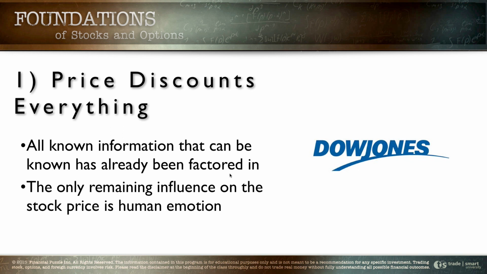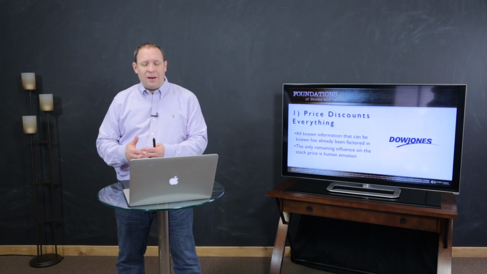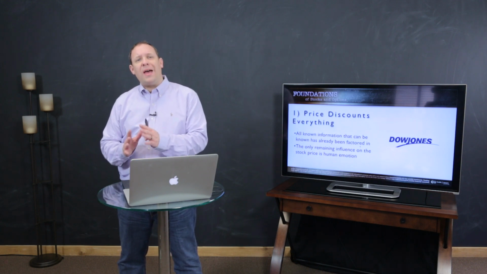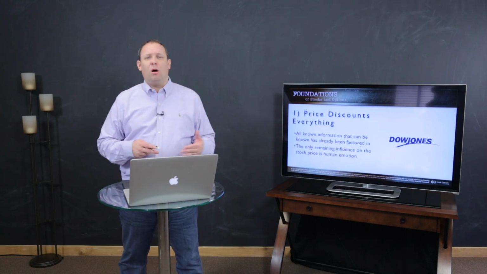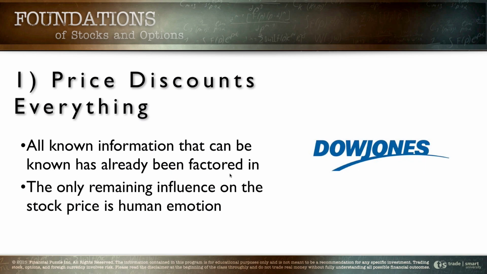This is really the technician's viewpoint on the efficient market hypothesis, that everything that can be known is already known about it. The way Charles Dow said it is, everything that can be known has already been factored in, therefore all that news has been discounted. All of that information has been factored in, and the only thing that remains is human emotion.